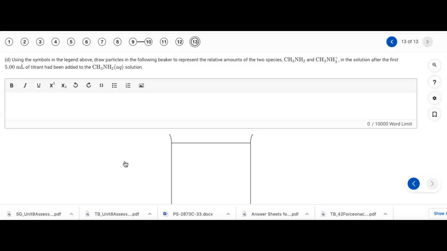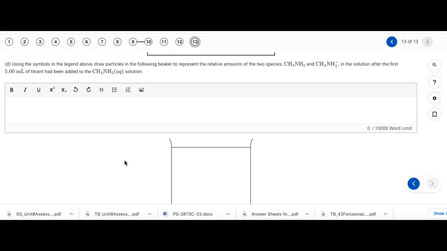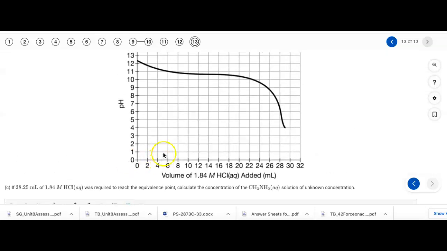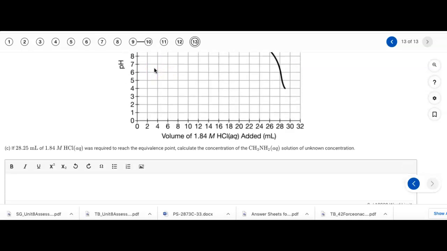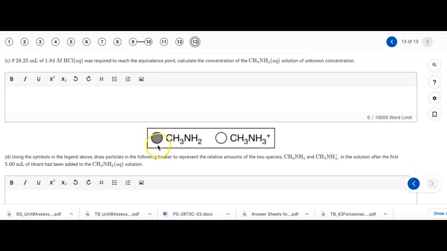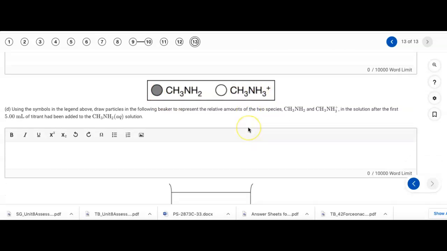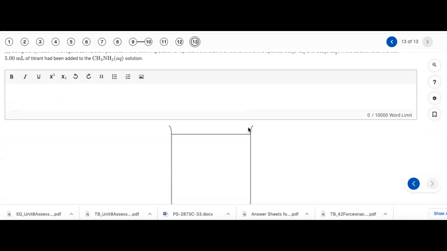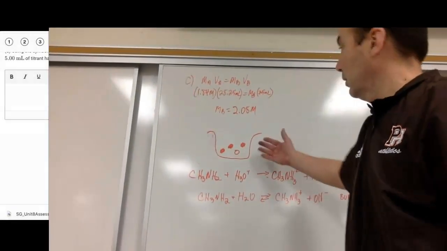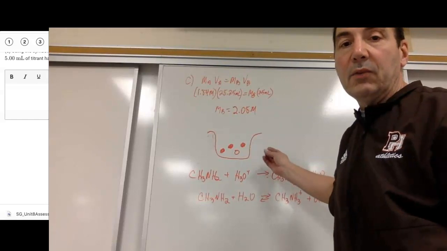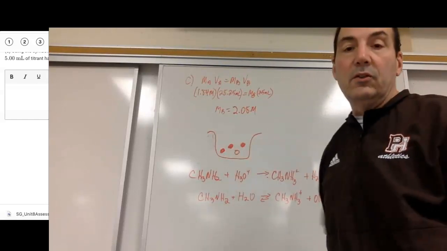All right, then we're supposed to draw in a beaker the solution that happens when we add 5 milliliters of the titrant. Okay, so if I'm out here at 5 milliliters, I have to have way more of the base than its conjugate acid. So the base is the gray, the conjugate acid is the white. So I have to make sure that my drawing has more shaded areas than non-shaded. Now it didn't matter how many, as long as there was more shaded than unshaded.